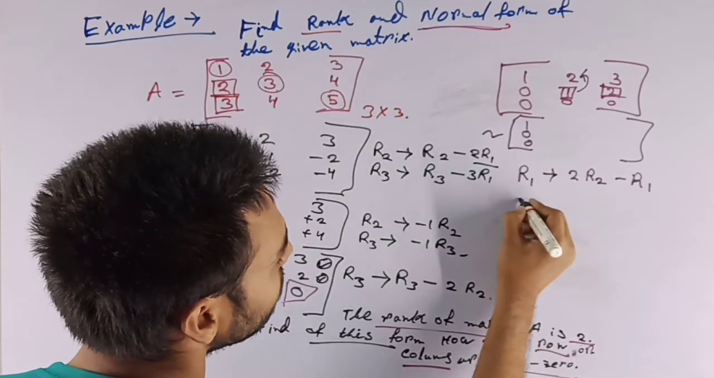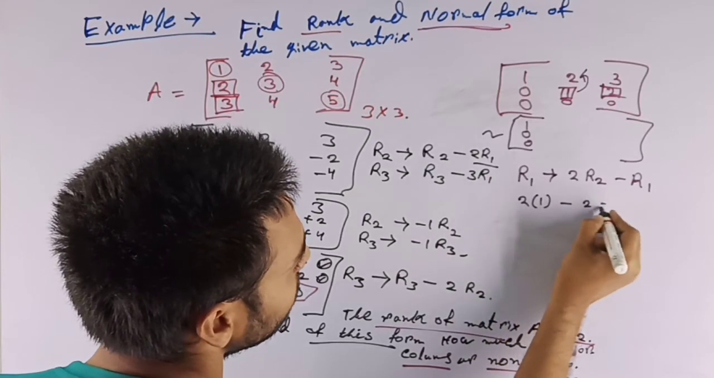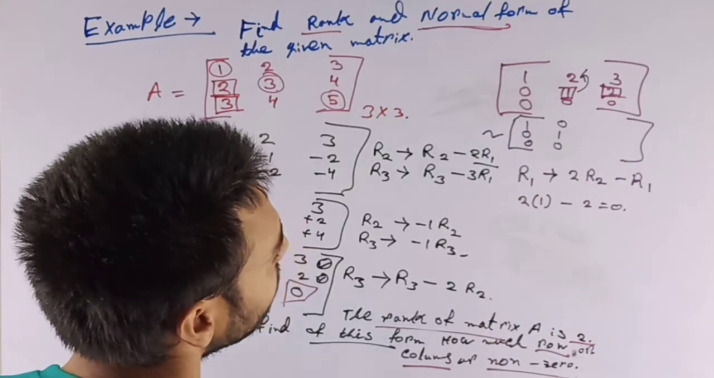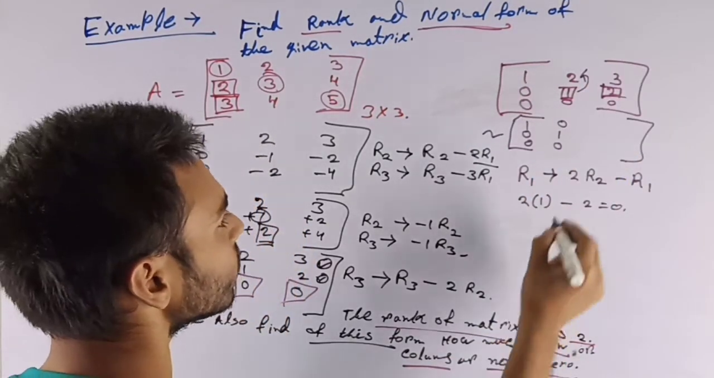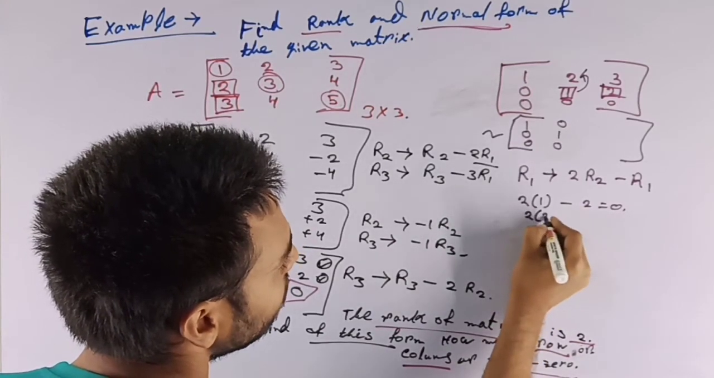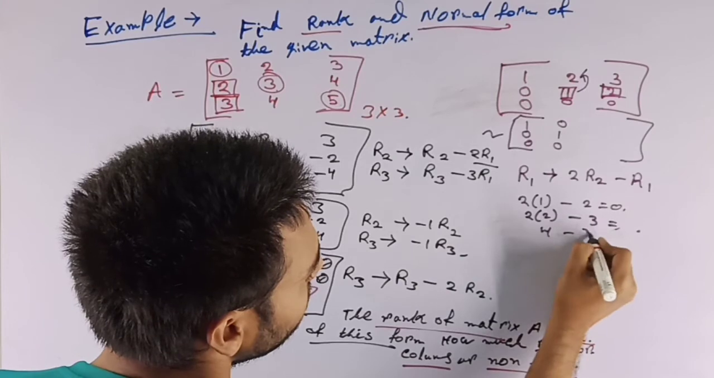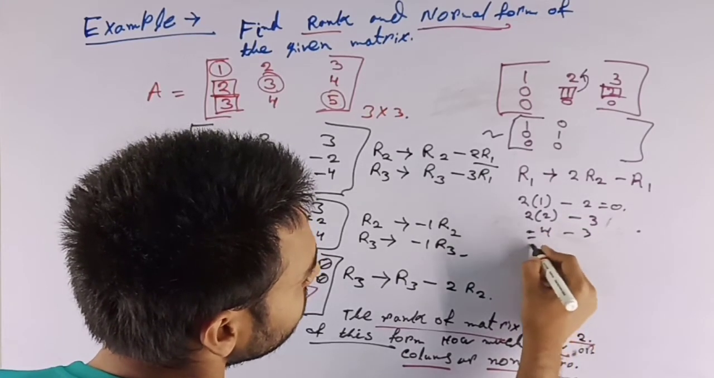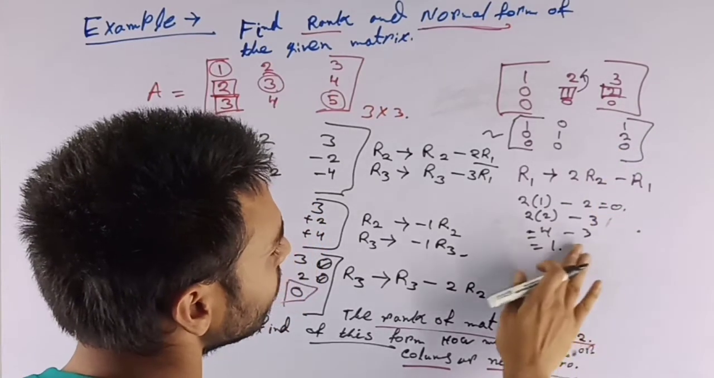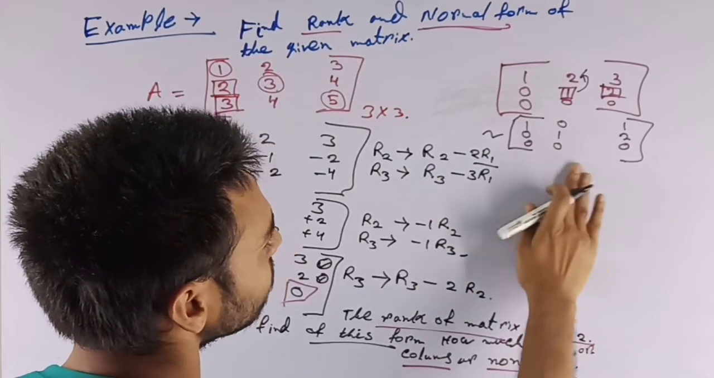So 2 times 1 minus 2 equals 0, and that is my 1 and 0, and the last column is also becoming 2 times 2 minus 3, that equals 0. So 4 minus 3 equals 1 is coming. So I write here 1 2 and the 0. That is the form of this matrix.